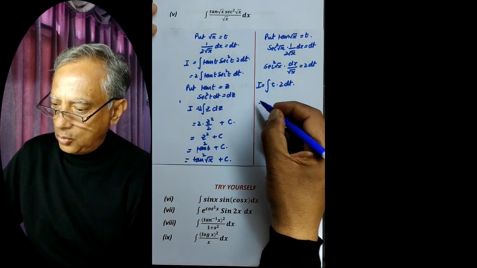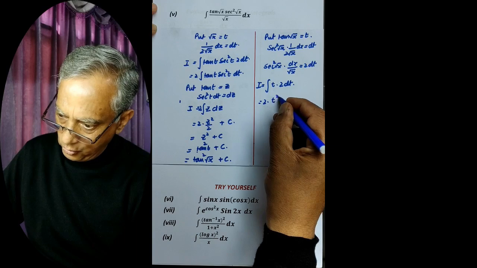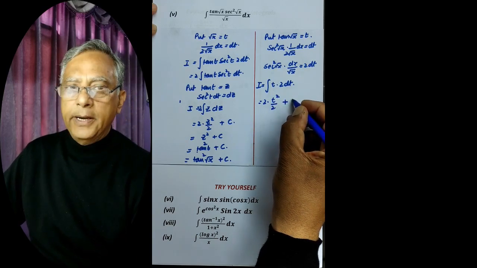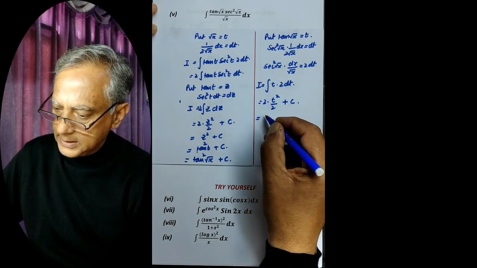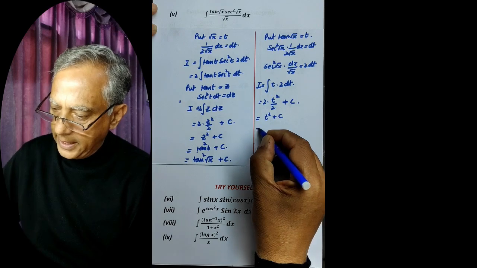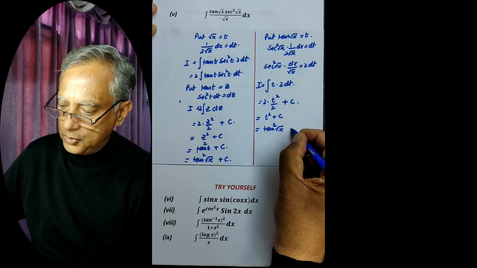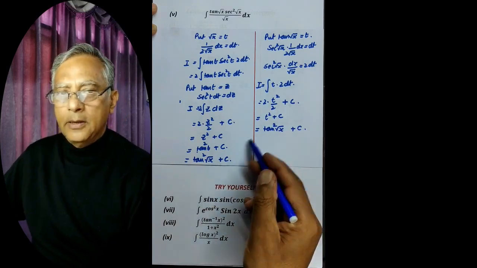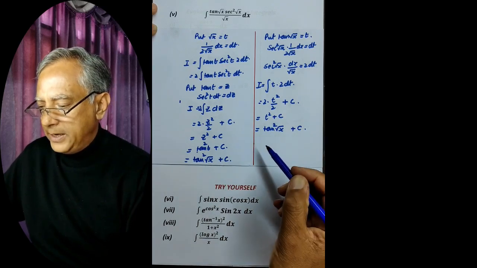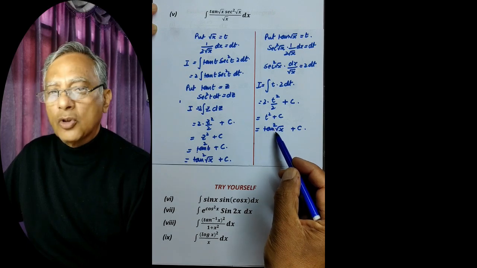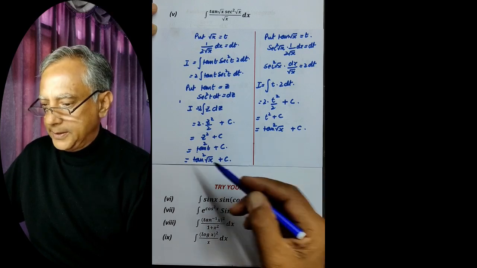This is equal to twice into integral of t dt. Integration of t dt is t square by 2 plus constant of integration, and this is equal to t square plus c, and t is tan root x. So this is tan square root x plus c, which is same as this. But in general, these 2 answers can differ by a constant. This answer could have been tan square root x plus some constant, say 1, 2, 3. The two answers could have varied by a constant.